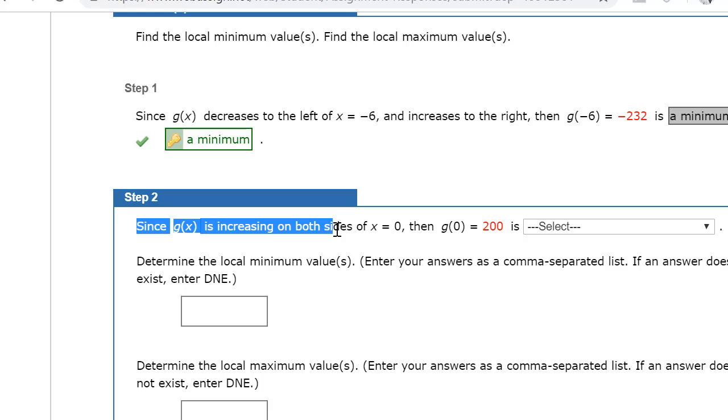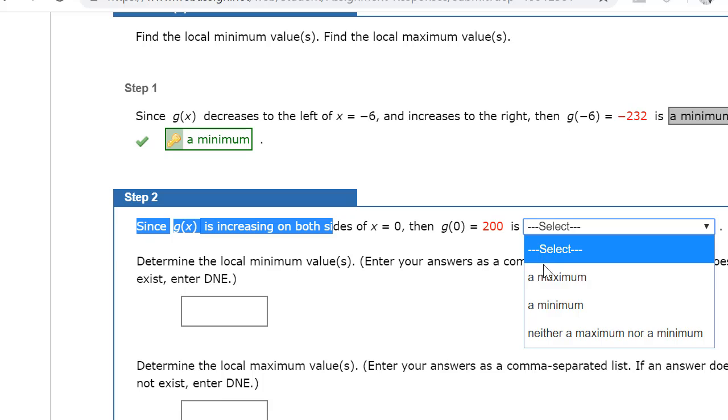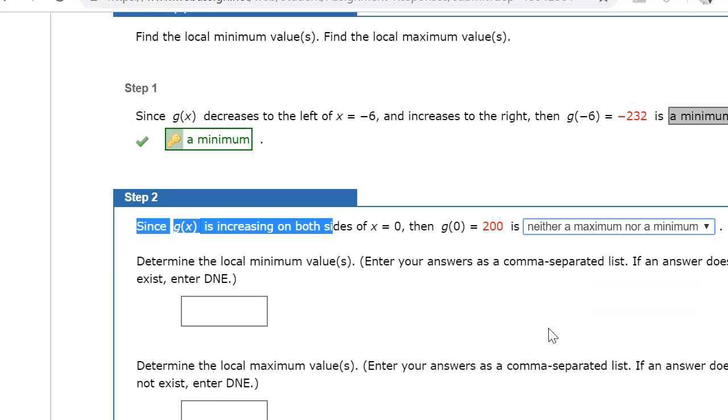It's increasing on both sides of 0, so it goes up, increases and keeps increasing, and g of 0 equal to 200 is neither a maximum nor a minimum because it's not changing directions.